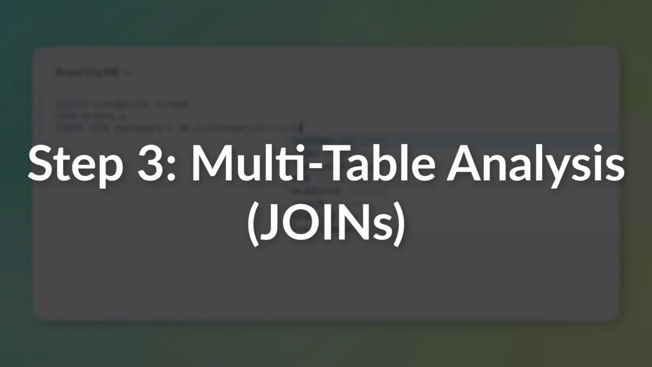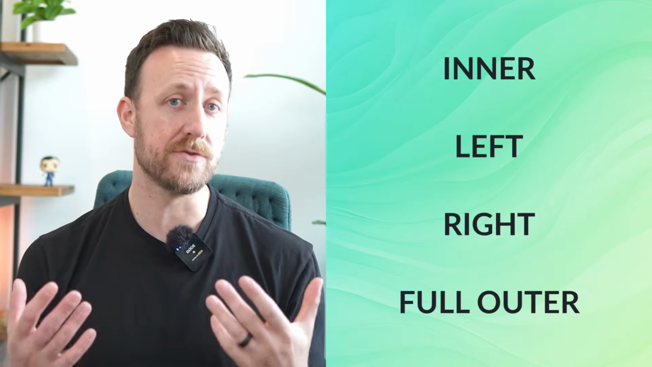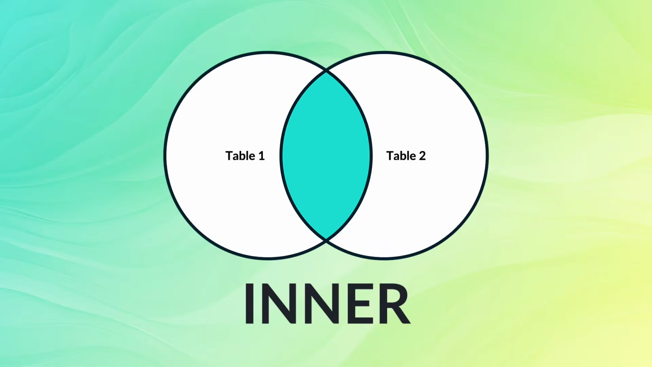All right, number 3, multi-table analysis, aka joins. So in most real-world data sets, information is spread across multiple tables. Joins are what allow us to bring those different pieces together into one query. They allow us to combine rows across tables based on a common field. So here are the different types of joins you should know. There's inner join, which only returns matching records from both tables. This is probably one of the most common forms of join.